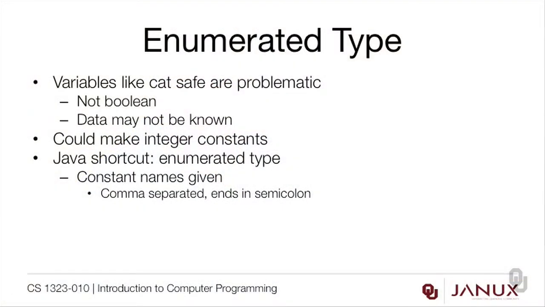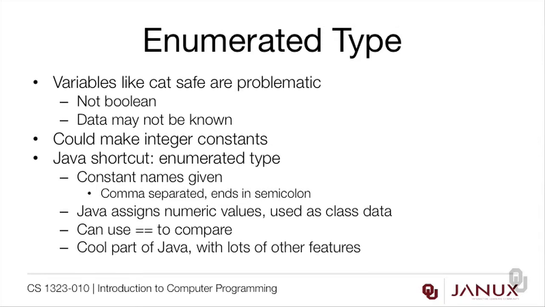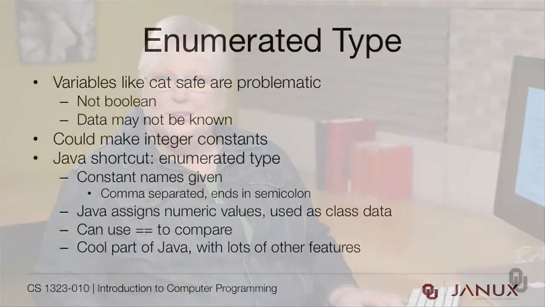So what it basically does is creates constants for you and sets them to integer values. You can use the integers just the way you normally would. You can do equality comparisons with equals equals, and they have lots of other cool features in Java. Now, I'm not going to show some of the really cool stuff, but if you're interested in continuing your study of Java, look up enumerated type in Java online and you'll find lots of really interesting things they can do.